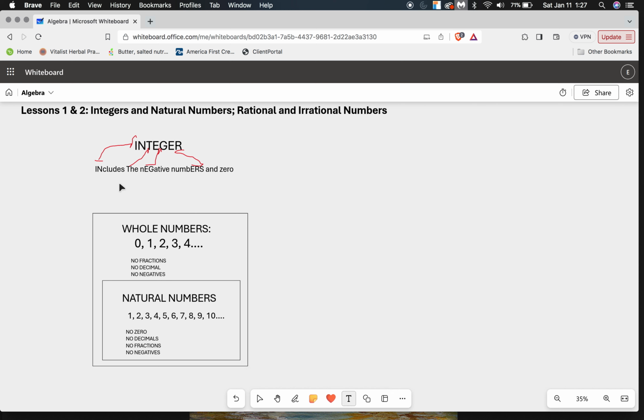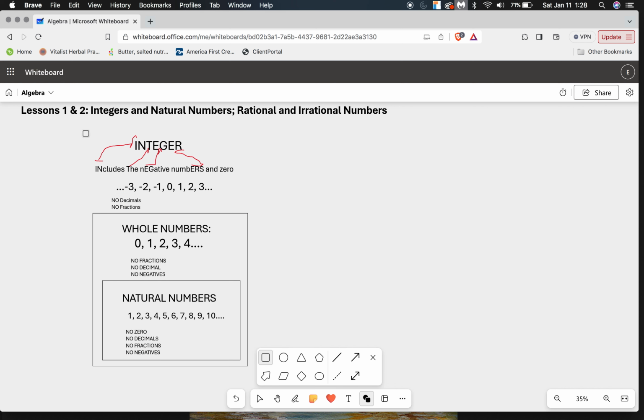So when we're writing this out, this would also include any negative number: -3, -2, -1, 0, 1, 2, 3, and so on. All of those numbers. Okay, so that's an integer. Negative numbers, 0, and positive numbers. But there are still no decimals and no fractions. We like integers because nobody likes decimals and fractions, right? All right, so that's an integer.